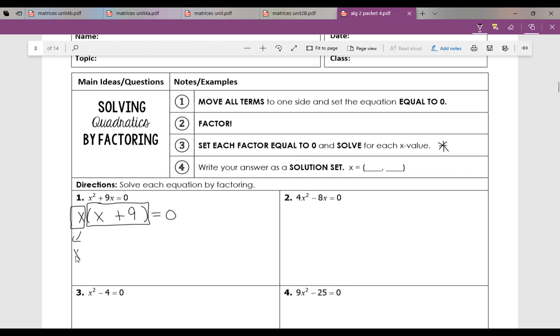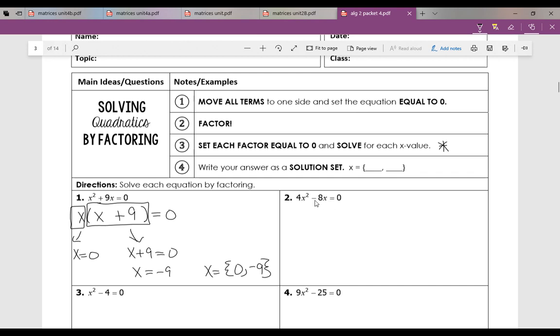So I'm going to take x and set it equal to 0. And then I'm going to take x plus 9, the other factor, and set it equal to 0. Then at that point, you have 2 small equations that you have to solve. Nothing's going on here, but I am going to subtract my 9. So my answer with braces would be 0 and -9. If you want to put the -9 first and the 0 second, that's fine, but those are your answers. All right.